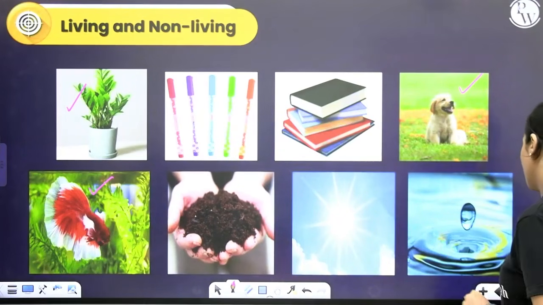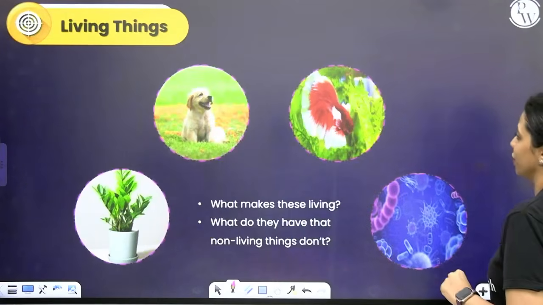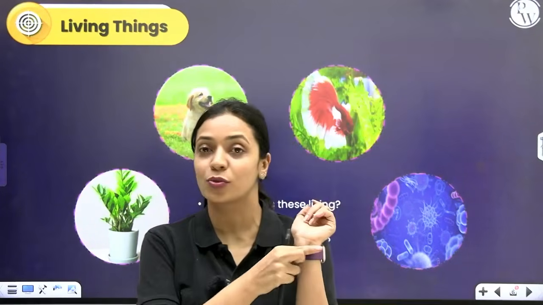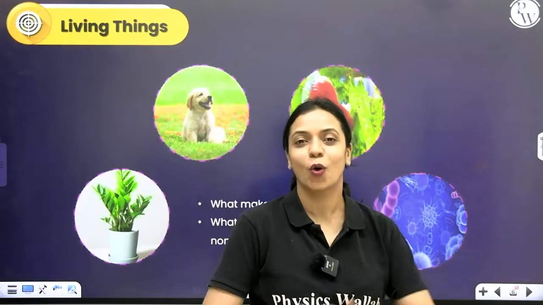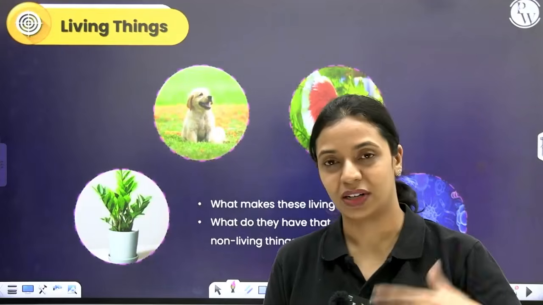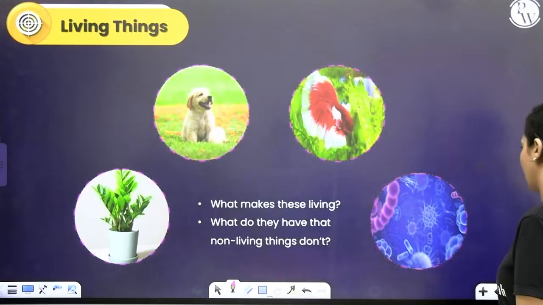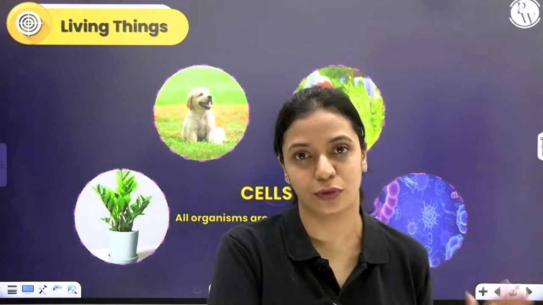Now, what differentiates a living organism from a non-living thing? What is it that we have that non-living things don't have? What do I have that this pen does not have? What do I have that this watch strap does not have? What is it? The thing that all living organisms have, which non-living things may not have, are living cells, right? We are all made up of cells. So we have cells, non-living things will not have cells. For the same reason, we call cells the fundamental functional unit of life, right?